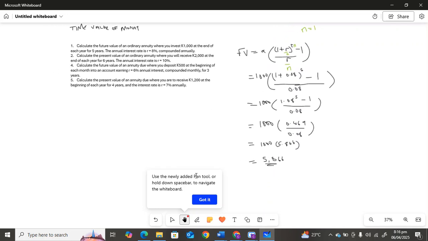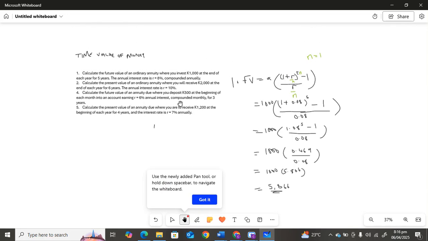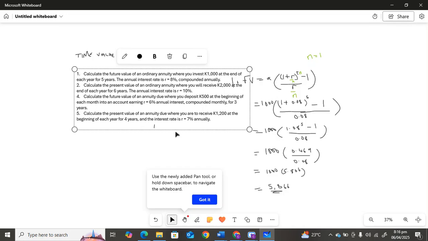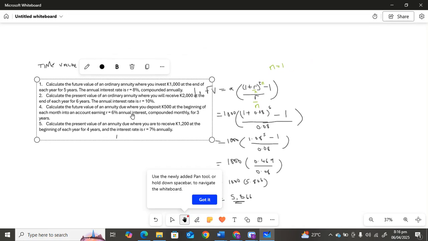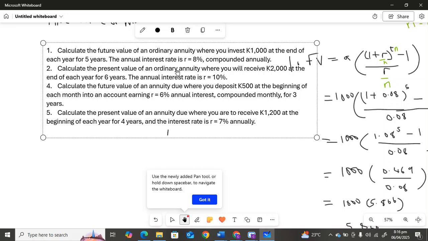Okay, so we move to question 2. It says, calculate the present value of an ordinary annuity where you will receive 2,000 at the end of each year for 6 years. The annual interest rate is 10%.